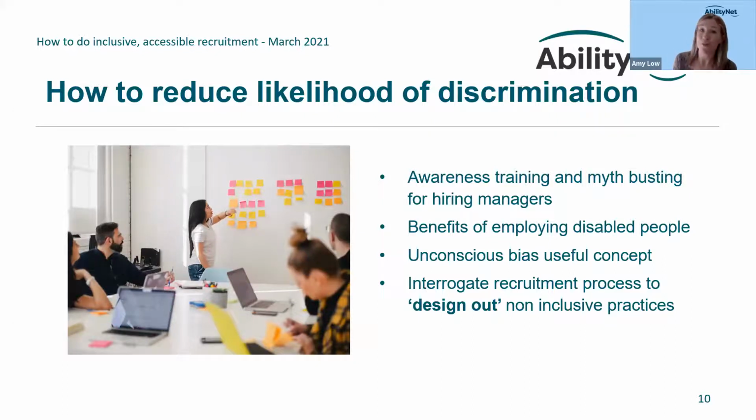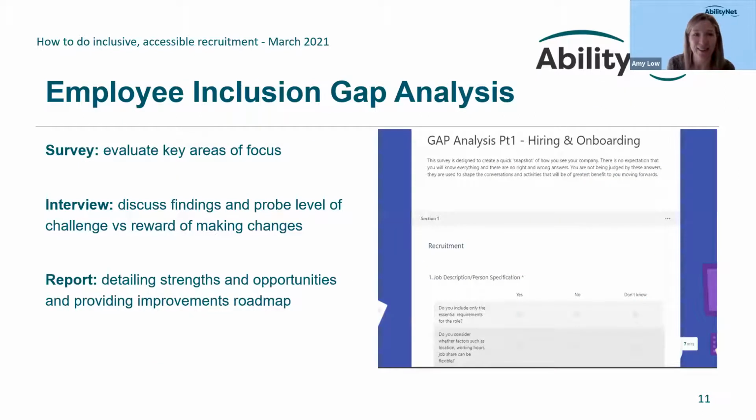I think you're right, because I read something that said actually the people who consider themselves to have the least biases can often be unconsciously having those. So actually perhaps people working in places like AbilityNet, it's very useful to consider that, definitely. Yes. Okay. So just moving on to the next slide.